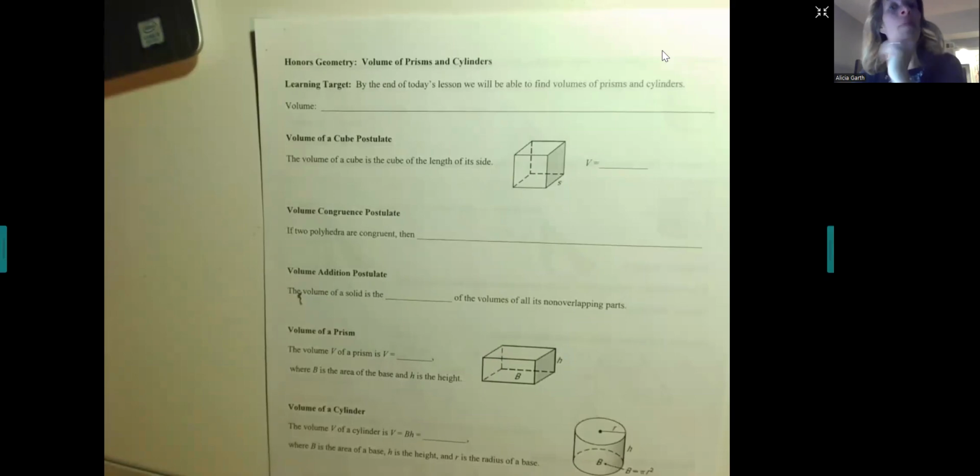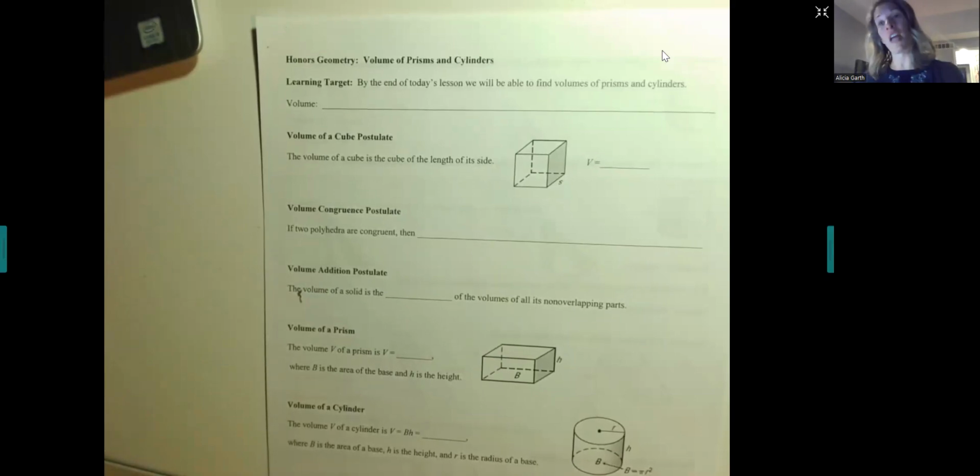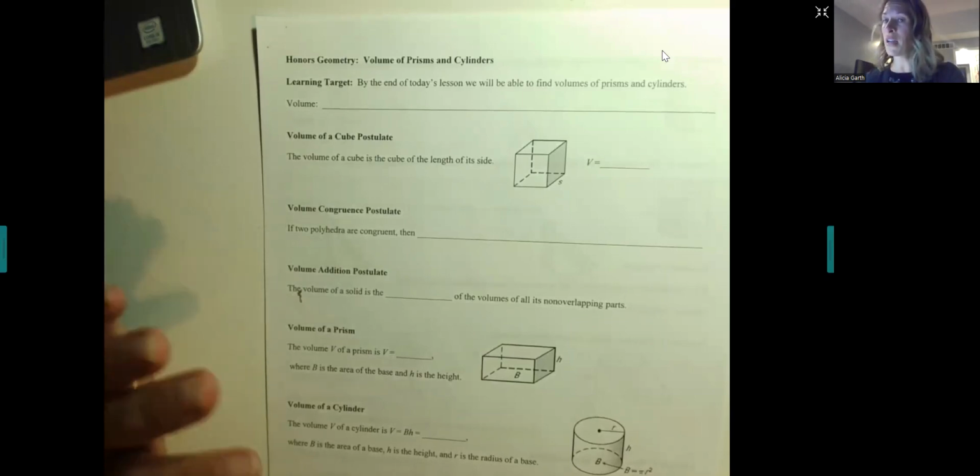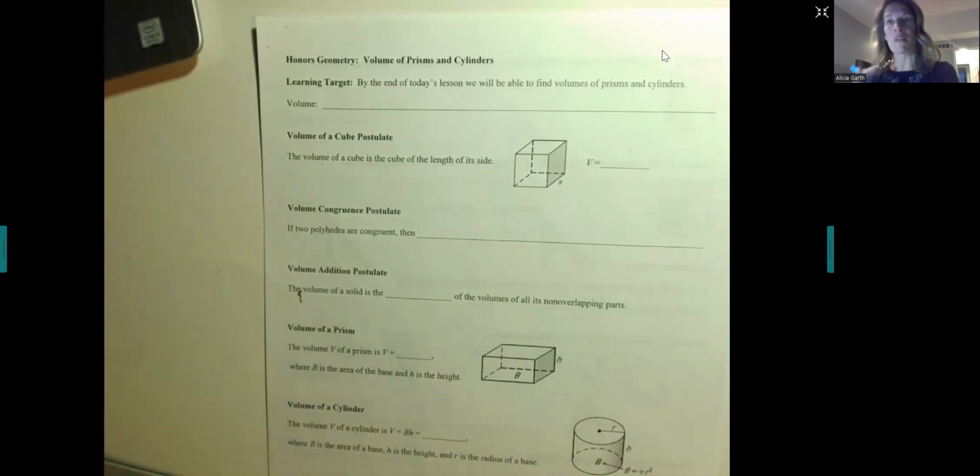So we are learning about volumes. This entire chapter we're going to be doing volumes. Today we are going to be doing prisms and cylinders. Yesterday you identified prisms and cylinders, especially prisms. You were able to find their bases. Remember, bases of prisms are two shapes that are parallel to each other, connected probably by rectangles. So you're going to find those two shapes.